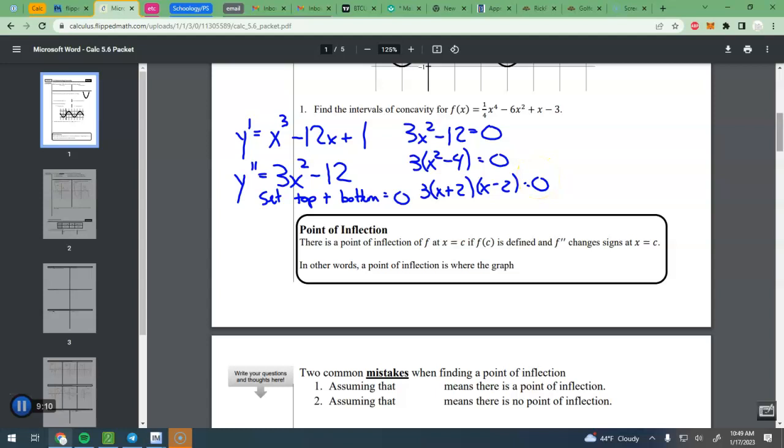And then remember, you set these 3 pieces equal to 0. So what happens when I set 3 equal to 0? That's never true, right? That will give me x equals negative 2. And that will give me x equals 2. So those are like my second derivative critical points. So far, so good? Critical points.